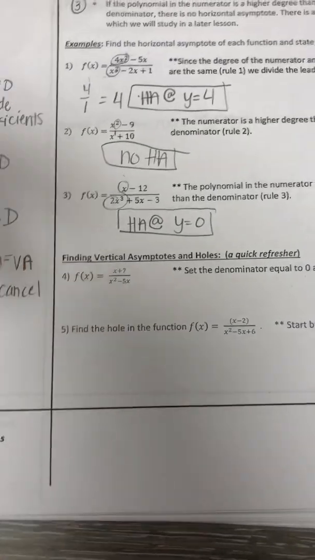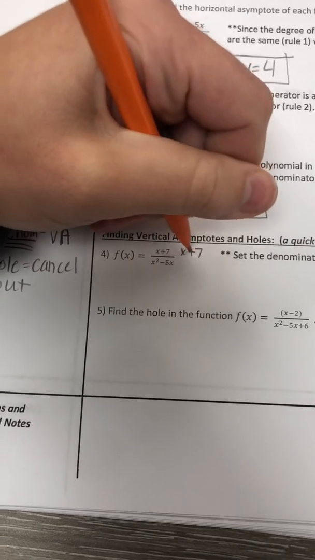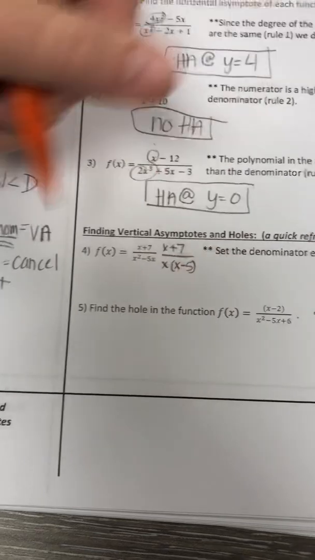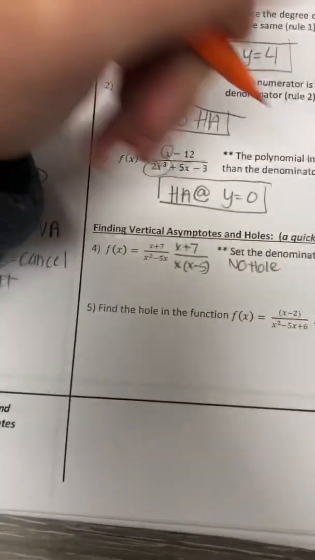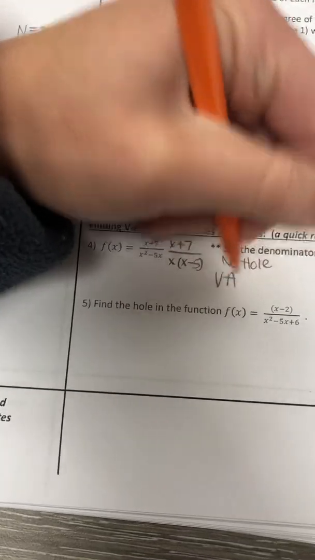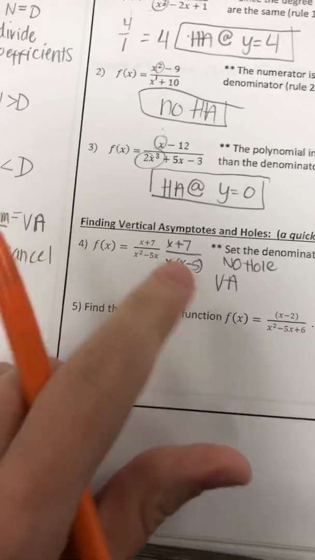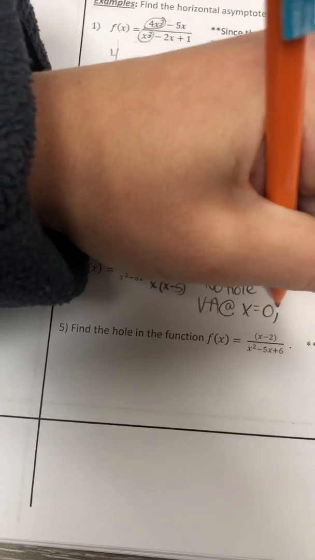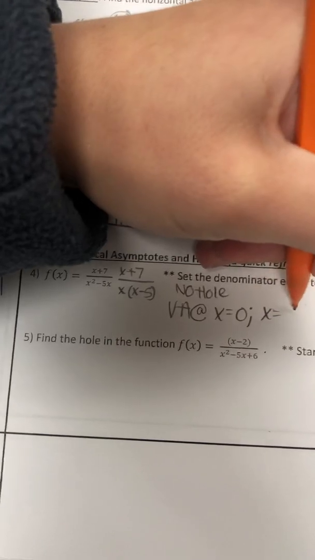So on number 4, we have x plus 7. I'm just going to rewrite this in a simpler form over x times x minus 5. There's nothing that we can cancel out. Okay, so that means there's no hole. Okay, but let's talk about a vertical asymptote. That is only looking at the denominator, always. We're going to have 2 since we have 2 different x values. So we have one at x equals 0, and then we have one at x equals 5.